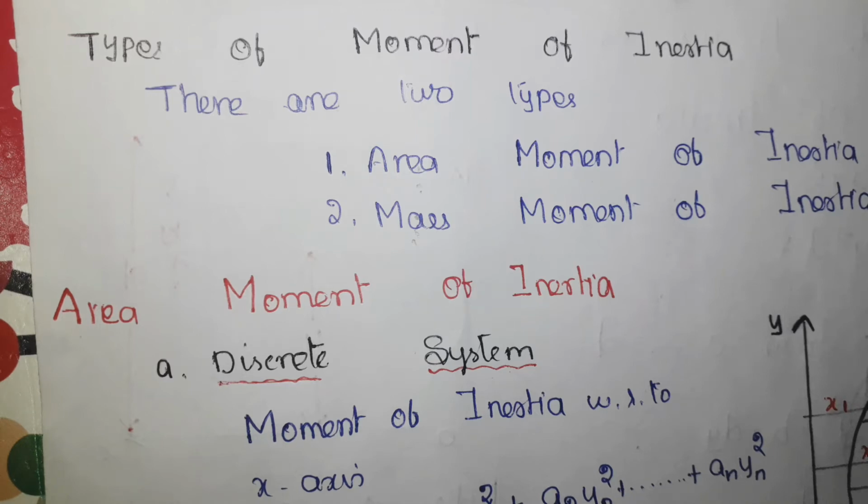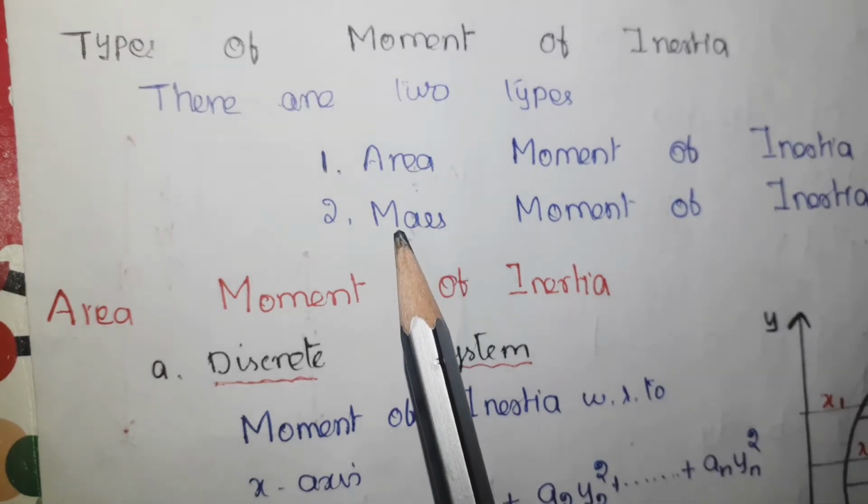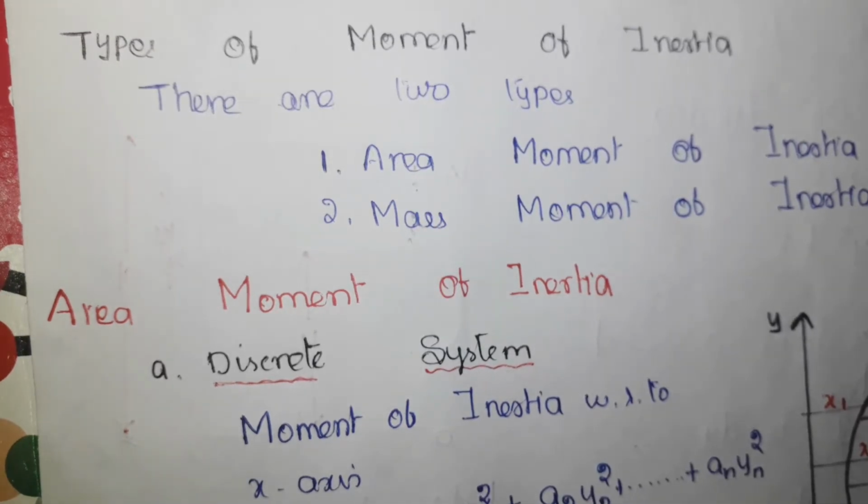Good morning. In this video, we are going to find the classification of moment of inertia. There are two types of inertia. First one is area moment of inertia. The second one is mass moment of inertia. Before going to the discussion, we have to know what is the difference between these two inertias as well as the importance of them.